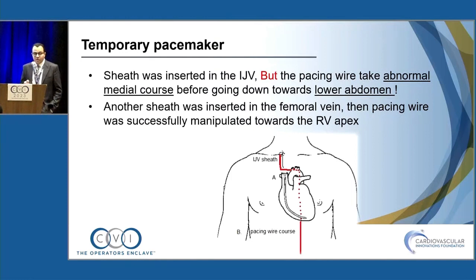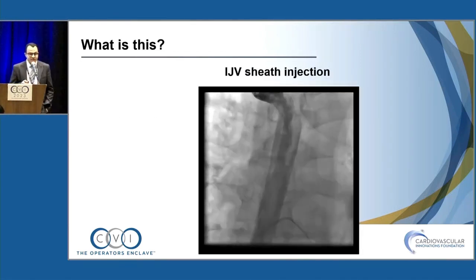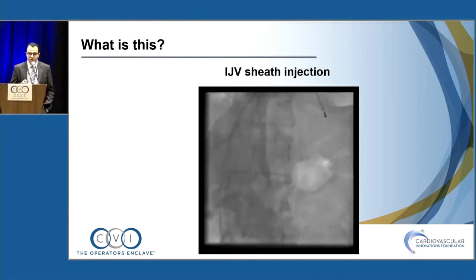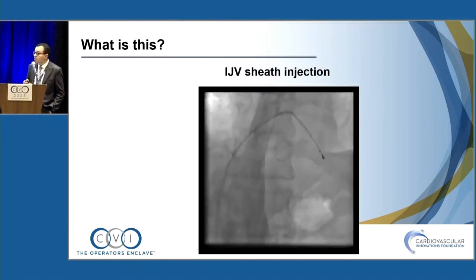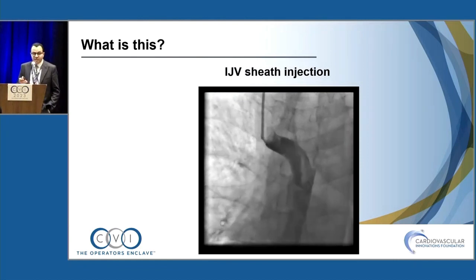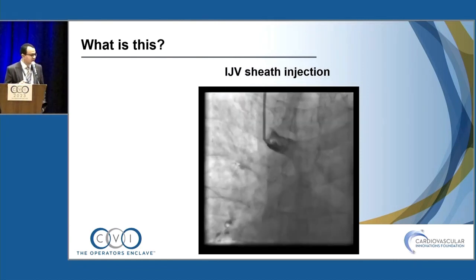So for the sake of time, I changed to femoral access and successfully inserted the pacing wire through the femoral venous access. But to figure out what was going on, I decided to inject 10 cc of diluted contrast through the internal jugular venous access, and here is what we got: a dilated venous structure that drains downwards into the abdomen, with nothing entering the cardiac shadow.